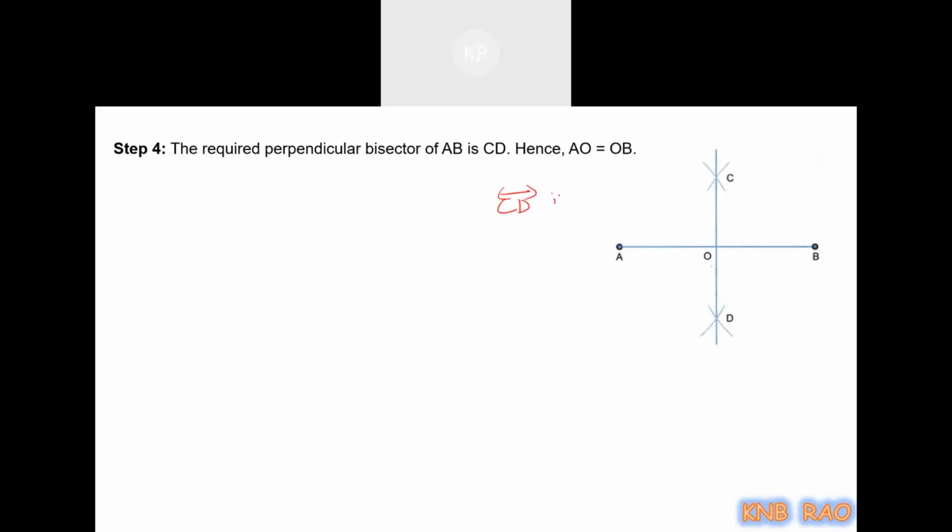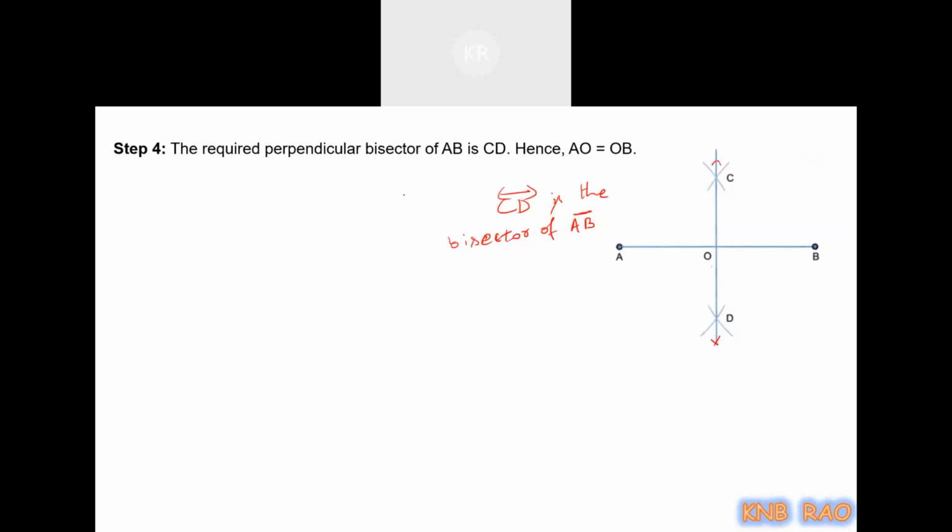Here, CD is the bisector. Yes, it is the bisector of whom? AB. Is AB a line or a line segment? Line segment, sir. When AB is a line segment, then only we can bisect it. Okay, this CD is a line, right? CD is a line. That CD is bisecting AB into two equal parts. That bisecting is nothing but that.